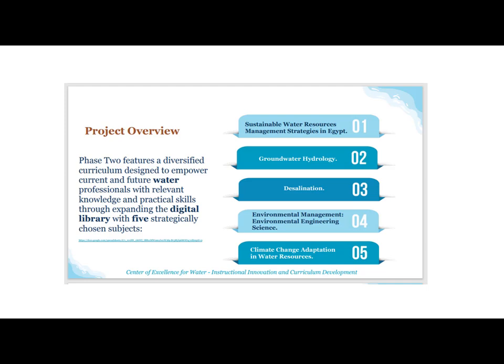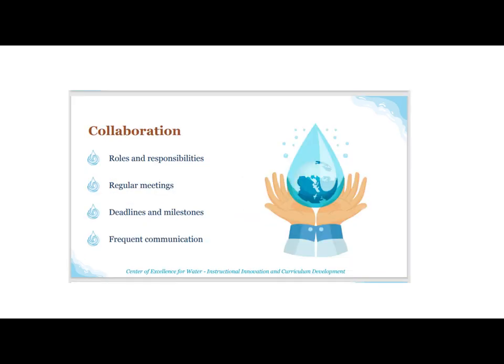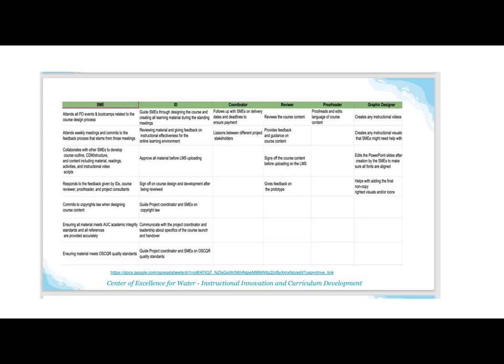The first one is Sustainable Water Resources Management Strategies in Egypt, and the 5th one is Climate Change Adaptation in Water Resources. A collaboration needs some guiding rules like roles and responsibilities. We conduct regular meetings, we have deadlines and milestones, and we have a lot of frequent communication, either by phone, WhatsApp, or even a lot of emails going back and forth.